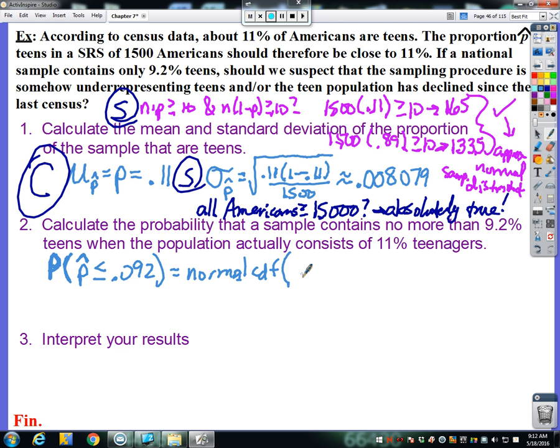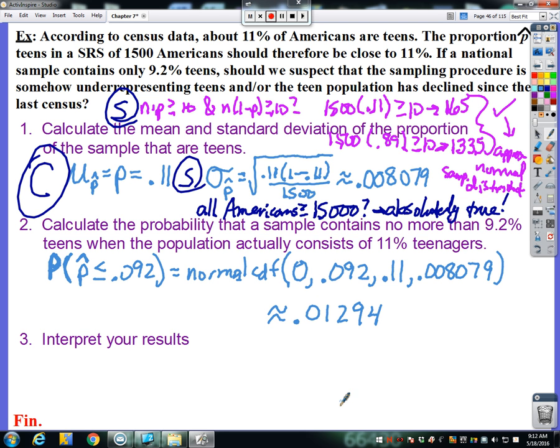And so now we get to go from really 0% or negative infinity. I'm just going to use 0 here. And we get to go up to our 9.2% with a mean of 11%, right? Our mean of 11%, and a standard deviation of 0.008079. And that comes out to be approximately what my calculator told me earlier, 0.01294, if I were to do 4 sig figs again.